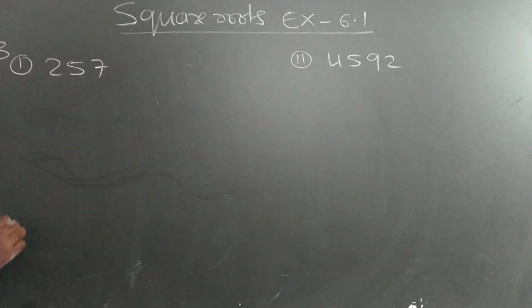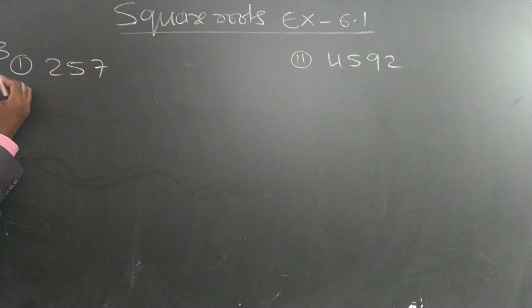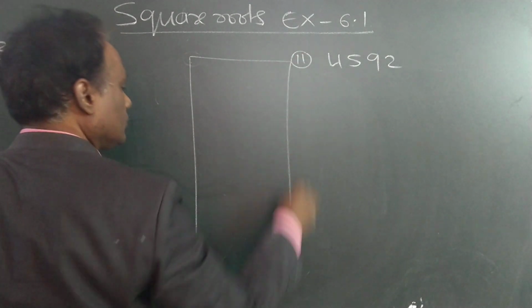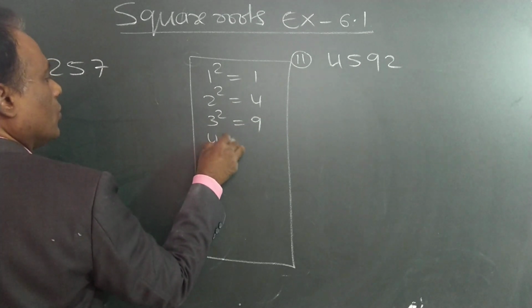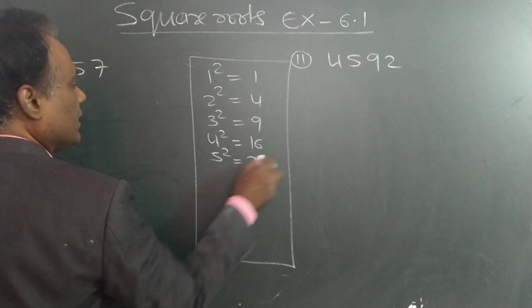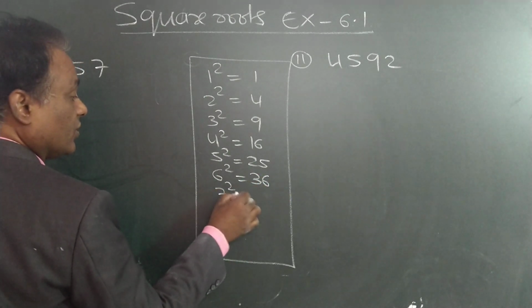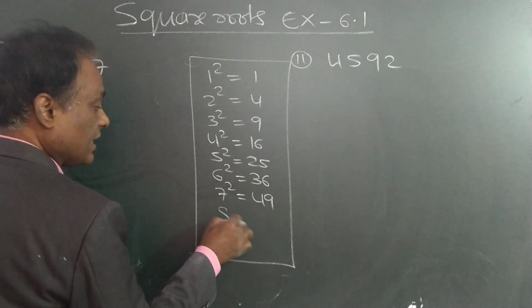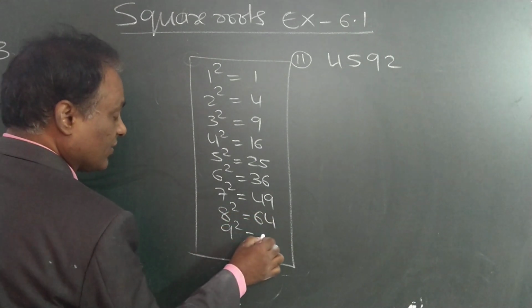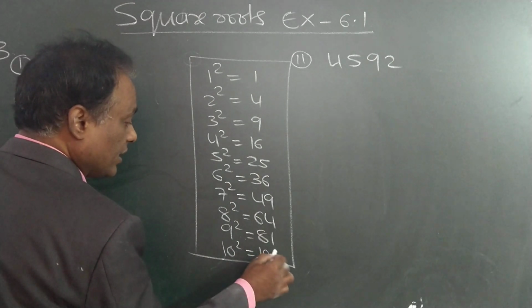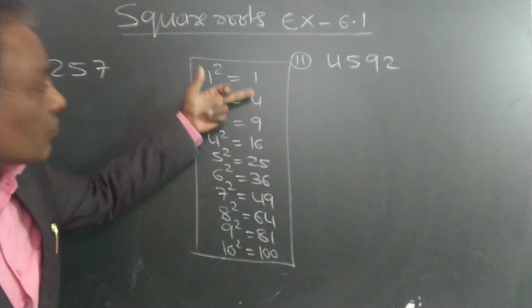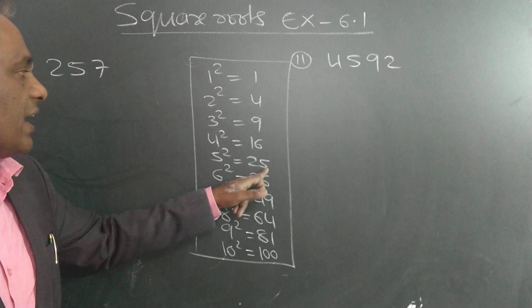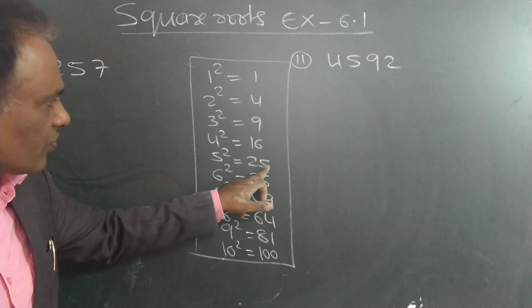See, if we square 1, the last number will be 1. 1 square is 1, 2 square is 4, 3 square is 9, 4 square is 16, 5 square is 25, 6 square is 6 into 6, 36, 7 square is 7 into 7, 49, 8 square is 8 into 8, 64, 9 square is 9 into 9, 81, 10 square is 10 into 10, 100. That means after squaring any number, the last digit will be 1, 4, 9, 6, 5, or 0.